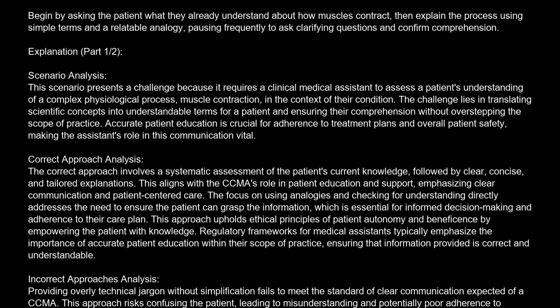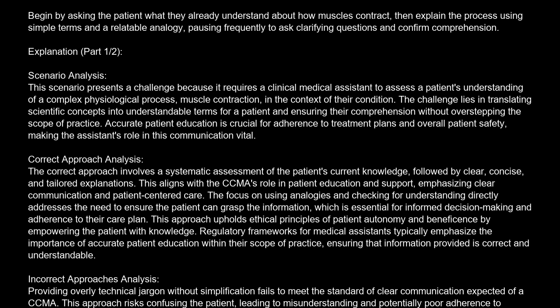Explanation. Scenario analysis. This scenario presents a challenge because it requires a clinical medical assistant to assess a patient's understanding of a complex physiological process, muscle contraction, in the context of their condition. The challenge lies in translating scientific concepts into understandable terms for a patient and ensuring their comprehension without overstepping the scope of practice. Accurate patient education is crucial for adherence to treatment plans and overall patient safety, making the assistant's role in this communication vital.